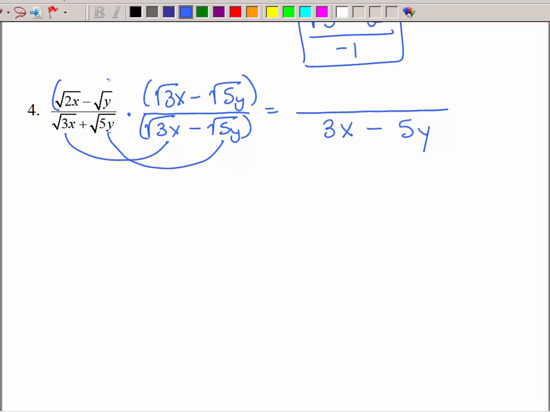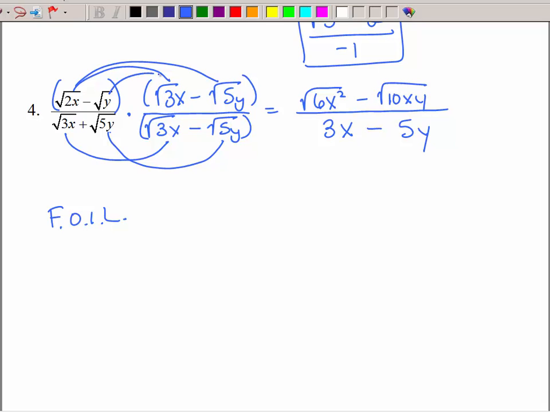Now unfortunately up top we're going to have to do that foiling, and it's going to be pretty messy. That times that is the square root of 6x squared. Then we have minus the square root of 10xy minus the square root of 3xy, almost out of space. A negative times a negative is a positive square root of 5y squared.